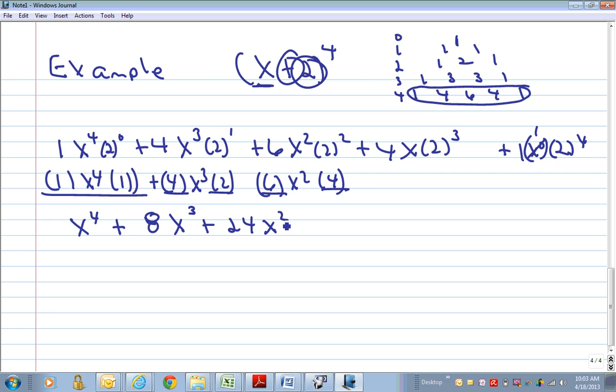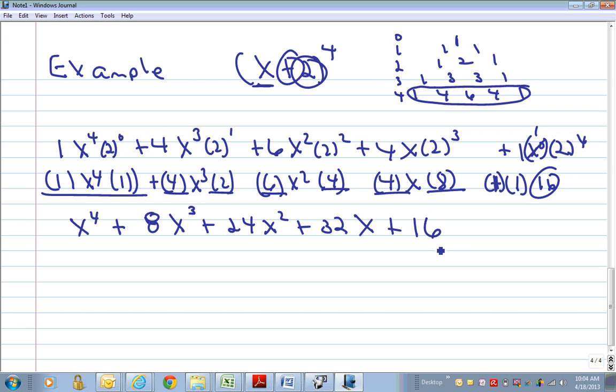This is a big pattern you're learning here. 4x, 2 cubed is actually 8. 4 times 8 is 32, and that would be 32x. Plus, I have 1, x to the 0 is 1, and 2 to the 4th power is 2 times 2 is 4, times 2 is 8, times 2 is 16. And so I would have positive 16 at the end. And that would be my expansion.